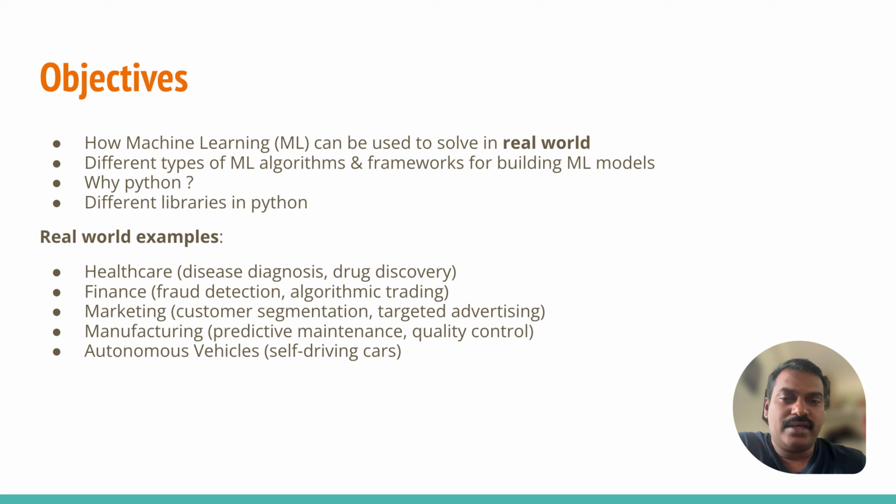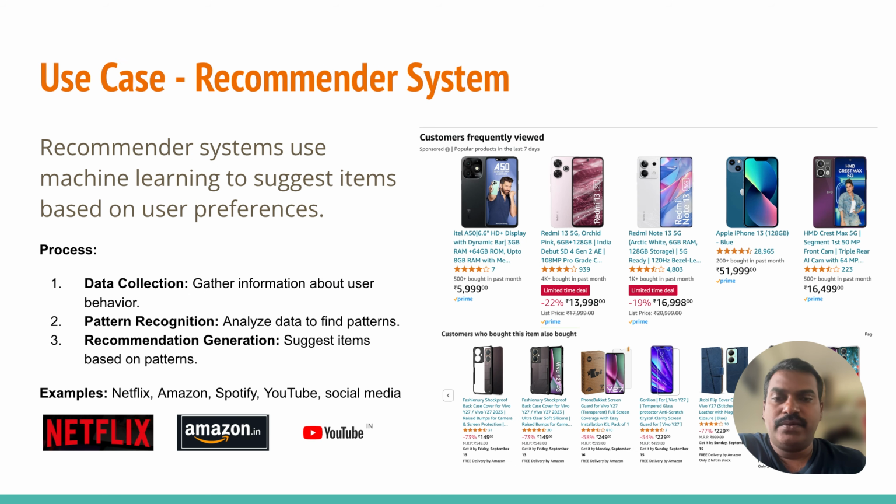And in autonomous vehicles, I hope you might have heard pretty much about self-driving cars, where Uber is already providing services to customers. The self-driving cars, driverless cars. This is one of the best real-world examples. So we start with a basic use case and try to understand machine learning.